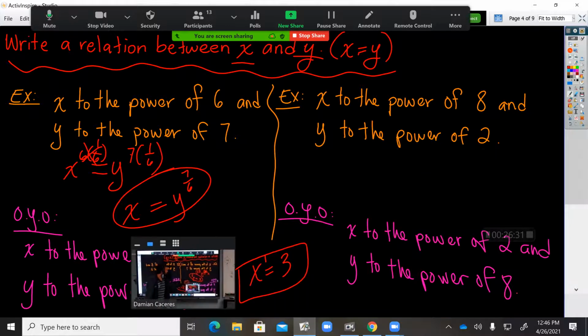Now, because we see it's this simple, let's use a shortcut on the second question. You have x to the 8th equals y to the 2nd. Let's look back at what happened here. What happened to this number? It became a denominator on the other side. So we're going to already put the answer here. X equals y to the 2 over what?